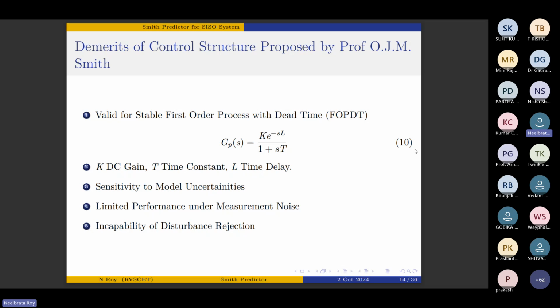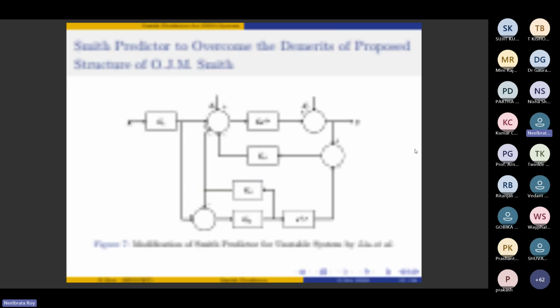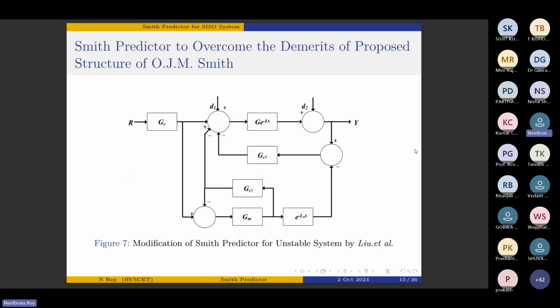I have specifically considered a Smith predictor structure which was proposed by Tao Liu, which is valid for unstable systems. This is the Smith predictor figure number 7, the structure proposed by Tao Liu. Here GC is the set point tracking controller, and G e to the power ls is the main plant.